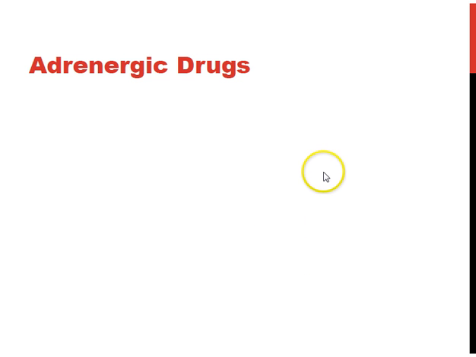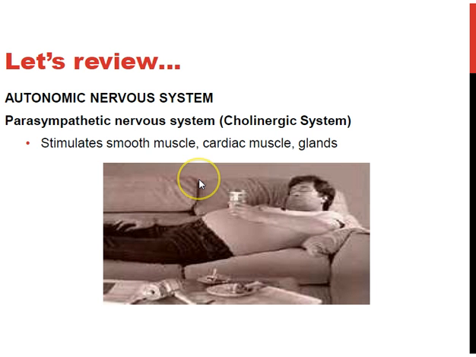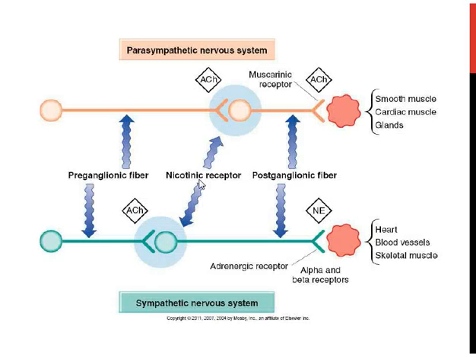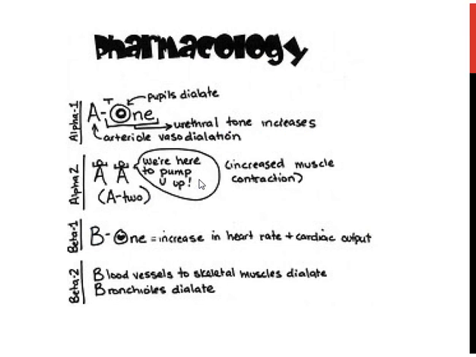Okay, so our next category of drugs is going to be the adrenergic drugs. So let's review, go back to our sympathetic nervous system and mainly the autonomic nervous system. We have the parasympathetic nervous system, which is our cholinergic system, stimulates smooth muscle, cardiac muscles, and glands. And then we also have our sympathetic nervous system, which is the adrenergic system that stimulates our heart muscles. That's the fight or flight, and it causes vasoconstriction. And this is just a graphic to show how that works if you need a review on that.